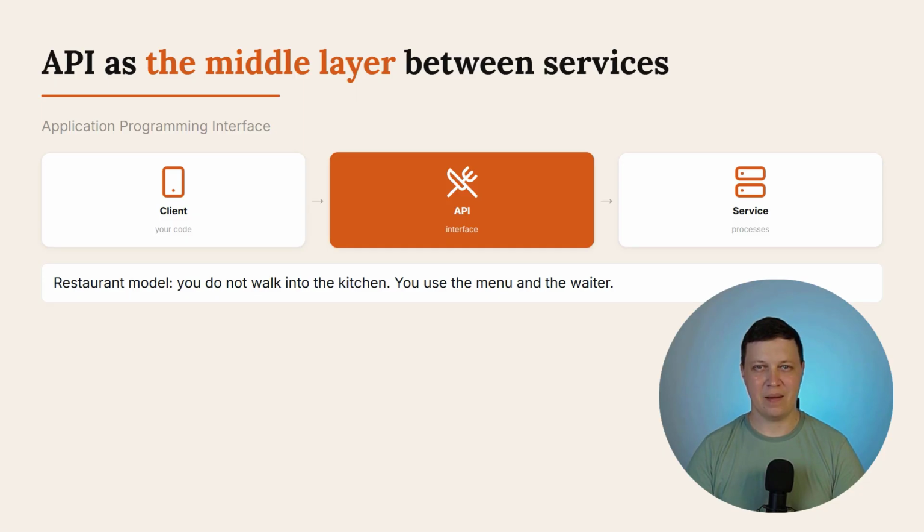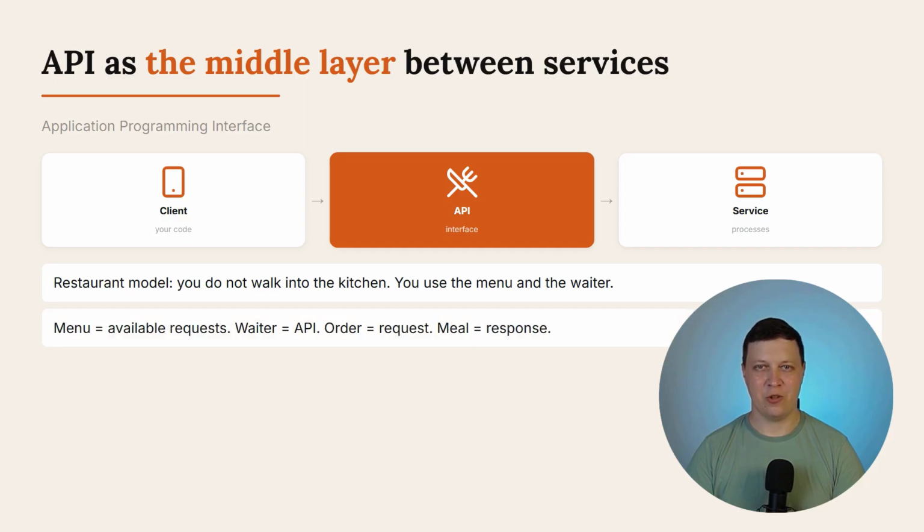API works the same way. The menu is the list of available requests, what you can ask the service to do, or what others can ask of your service. The waiter is the API interface through which you communicate. Your order is the request. What gets delivered is the response with the data. One program tells another, give me the user list, or create a new record. The other runs it and responds with the result. The first one doesn't need to know how the second is built internally.